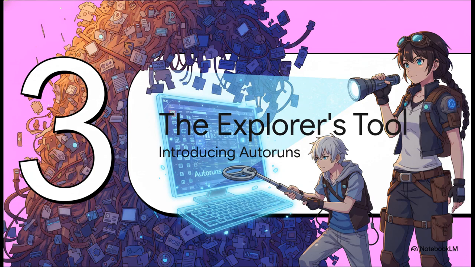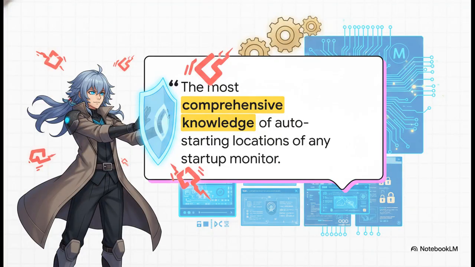So, with all these potential hiding spots, you're probably wondering, how on earth am I supposed to find anything? It really does feel like looking for a needle in a haystack. Well, you need a powerful flashlight, like a metal detector for your PC, and that tool is called Autoruns. And listen, this isn't just any tool. According to Microsoft's own documentation, it has the most complete, most comprehensive knowledge of all the auto-starting locations on a Windows system. Period. It is the ultimate guide for our exploration.